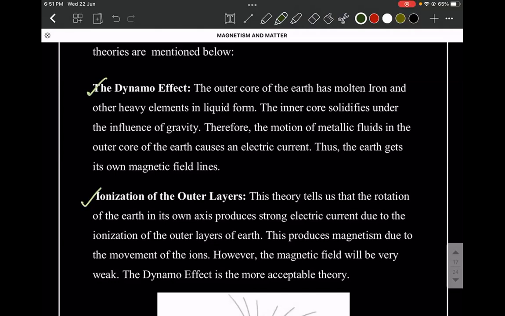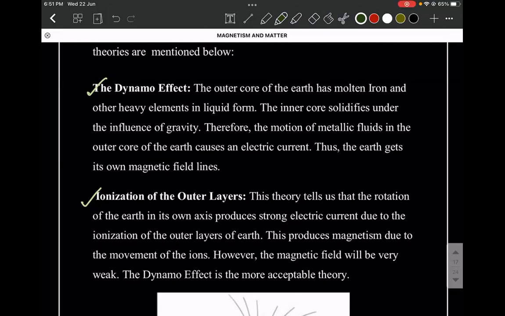Ionization means ions are getting created. When they say ions, they are charges. This theory tells us that Earth revolves about its own axis. When Earth is revolving about its own axis, the theory says there is a strong electric current produced due to the ionization of the outer layers of the Earth. And when this happens, the movement of charges takes place, as a result of which magnetism is induced in the Earth.